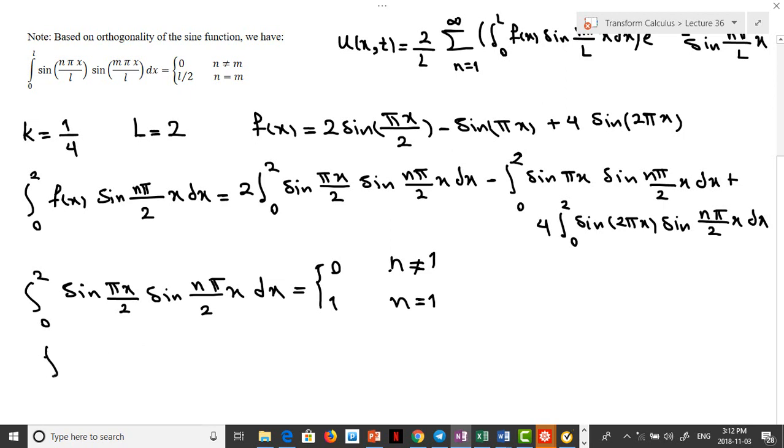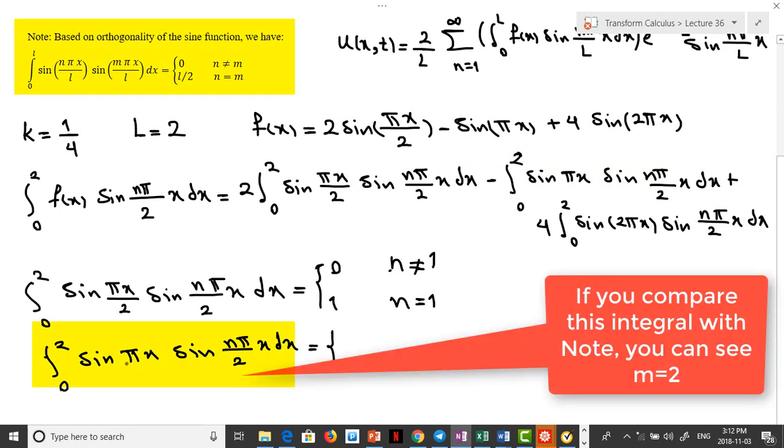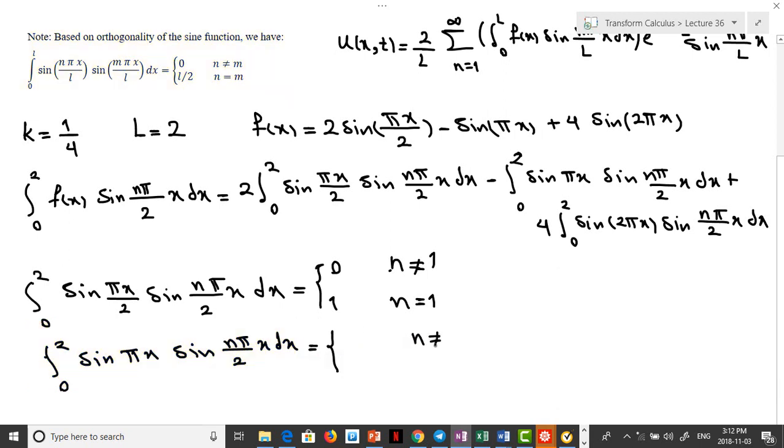Let's find the second integral. The integral from 0 to 2 of sine pi x sine n pi x over 2 is equal to... in this case n should be equal to 2. It means that if n is not equal to 2, this is equal to 0. If n is equal to 2, we have 1. And let's find the third integral.